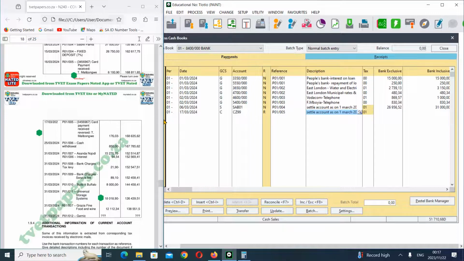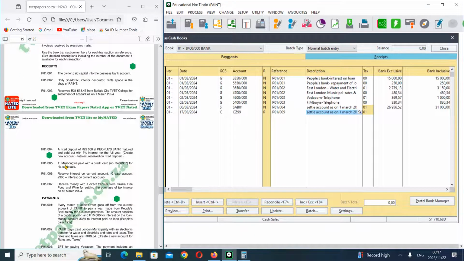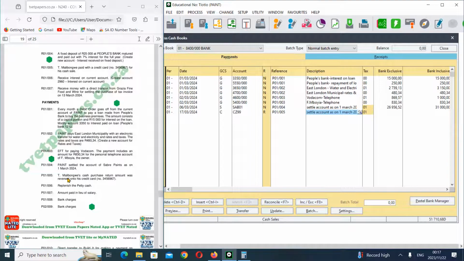We need to indicate what was happening. In this case, we returned Timbo's money. Timbo paid with a credit card, and his cash purchase returns amount was reversed into his bank account. We need to indicate who we are paying, not Mali Bongwe. I don't know why I keep on making this mistake.